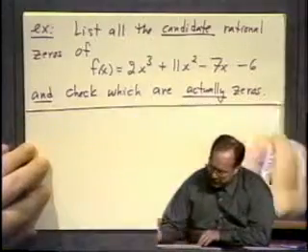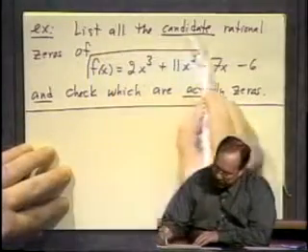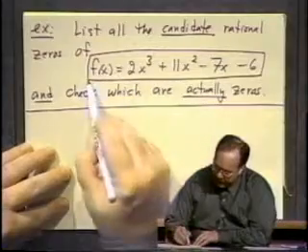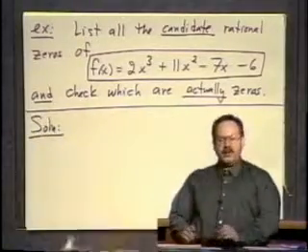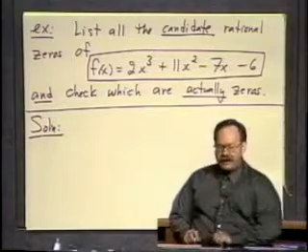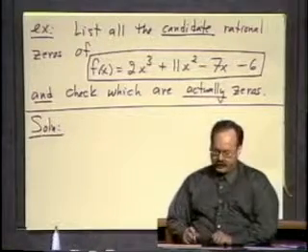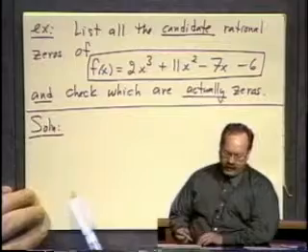Okay? So let me box in my polynomial here so it'll stand out from that. The solution. All right, what do I want to do here? I want to find out all the candidate rational zeros. Let me notice a couple of things before I go on.